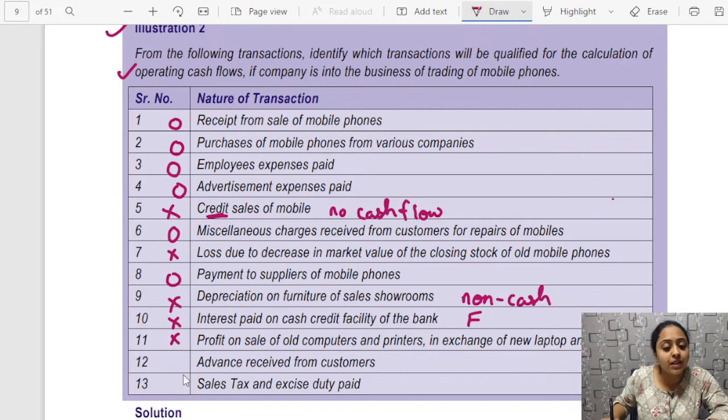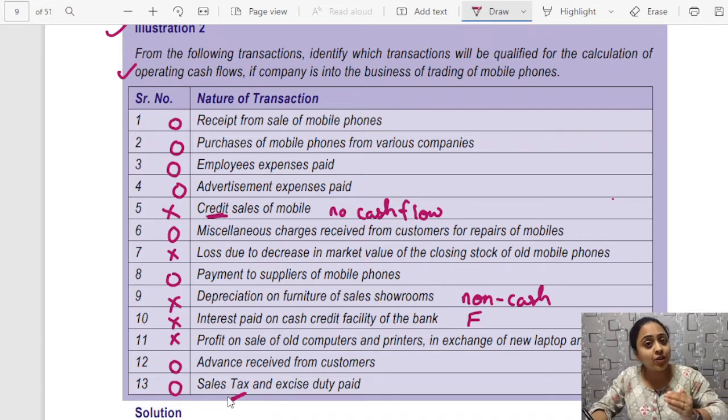Advance received from customer, operating. Sales tax and excise duty paid, operating. If such taxes were directly related to any financing or investing activity, we would have treated it as financing or investing activity particularly. Okay, next.